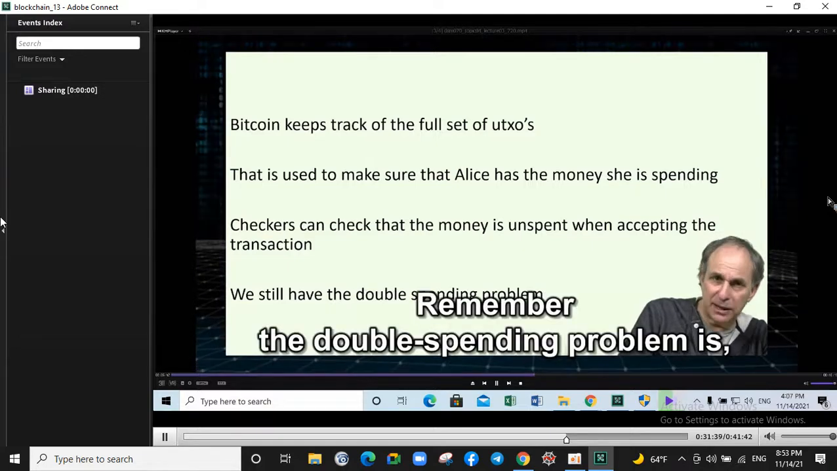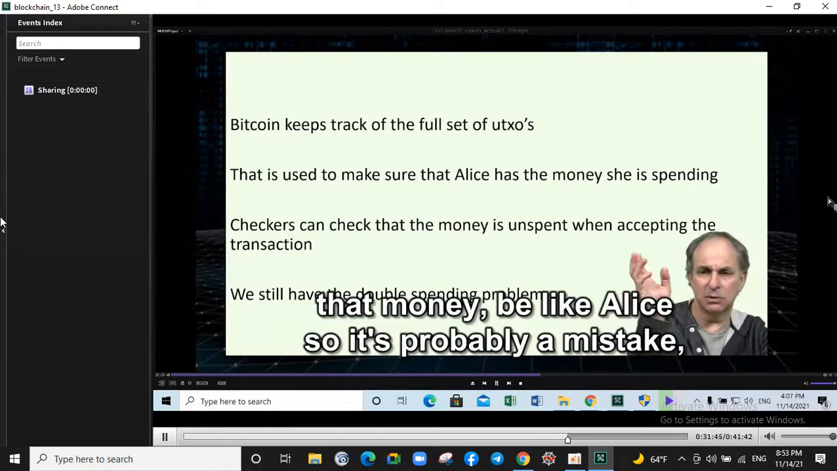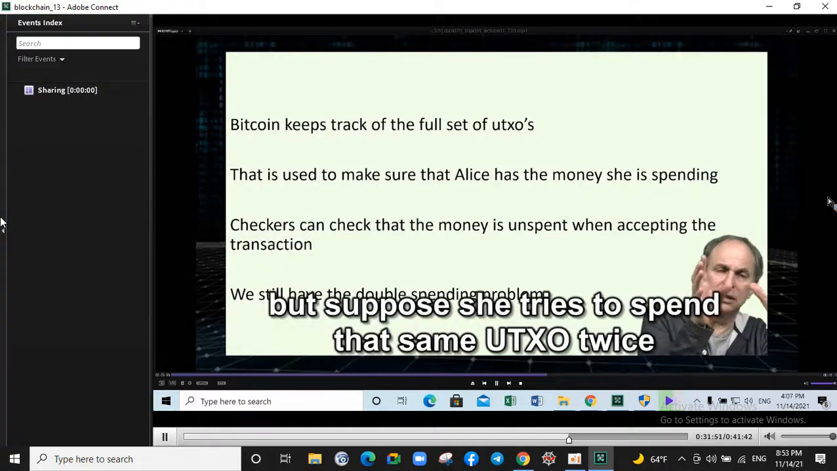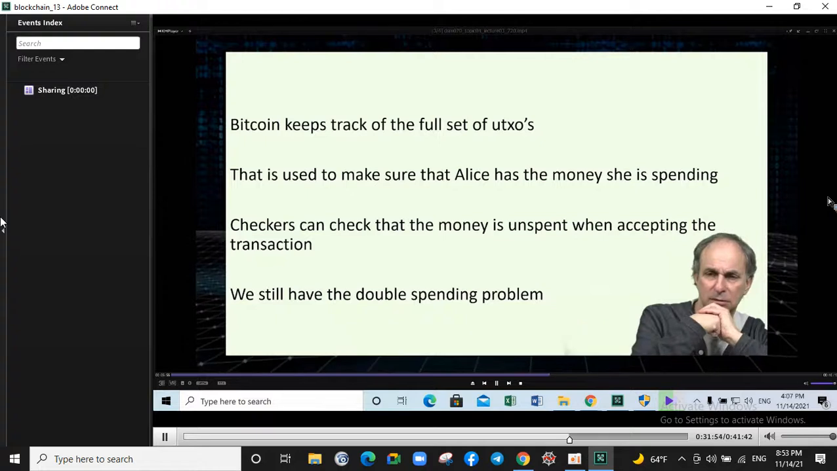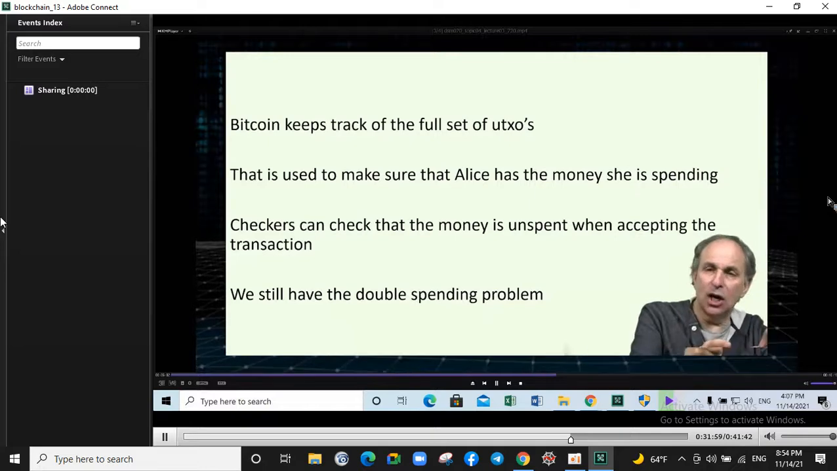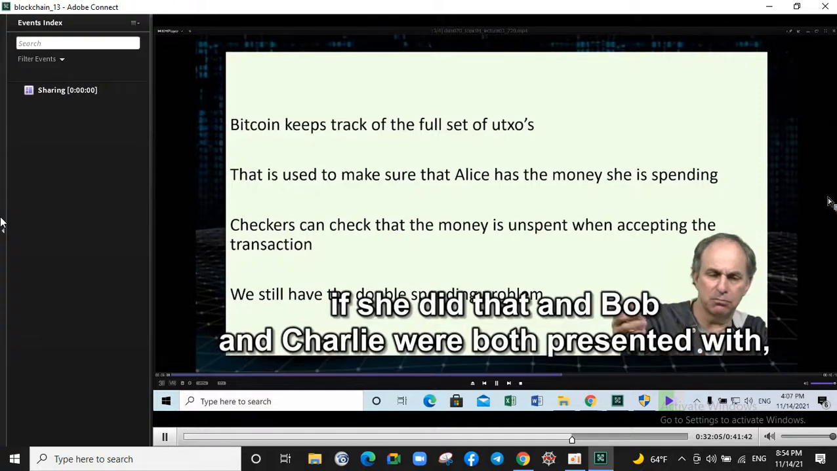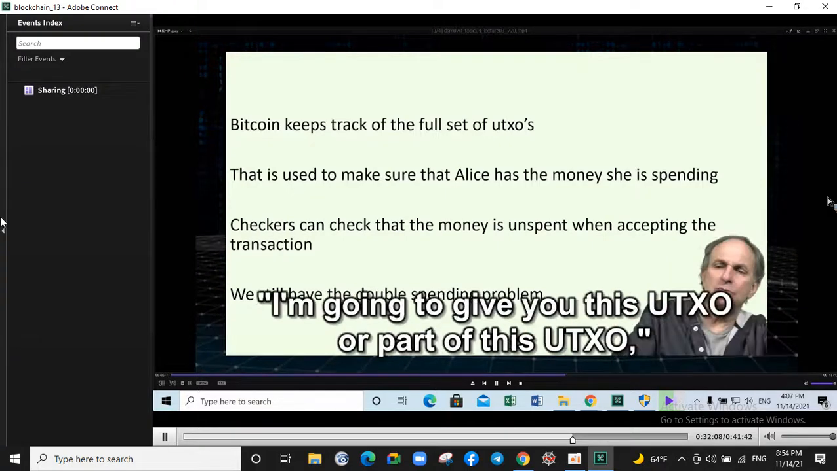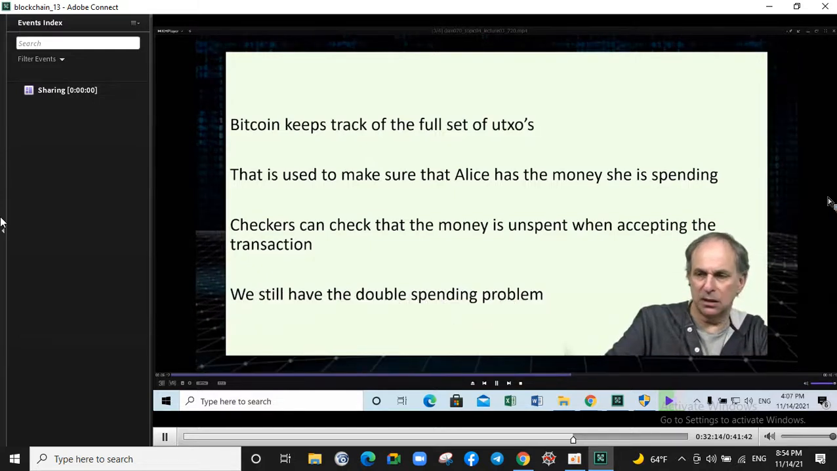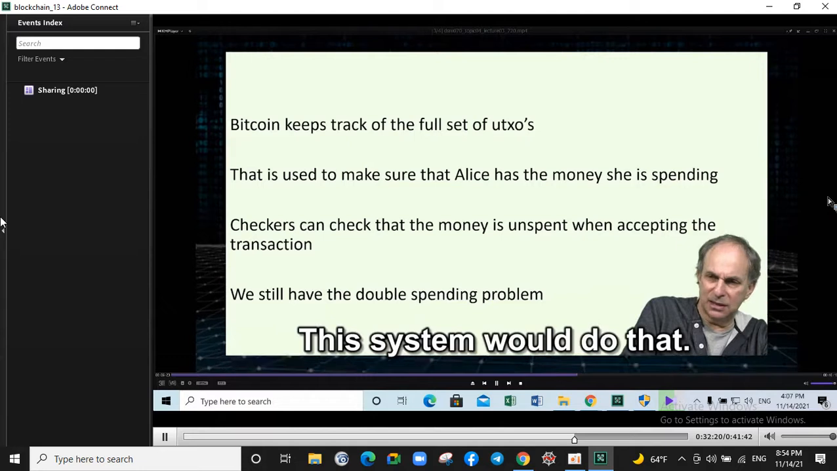Remember, the double spending problem is, suppose Alice tries to spend that money. We like Alice, so it's probably a mistake. But suppose she tries to spend that same UTXO twice to two different people at the same time, just as an oversight, or it could be on purpose. In any case, if Bob and Charlie were both presented with I'm going to give you this UTXO or part of this UTXO, they would both say sure, why not? The system would do that.